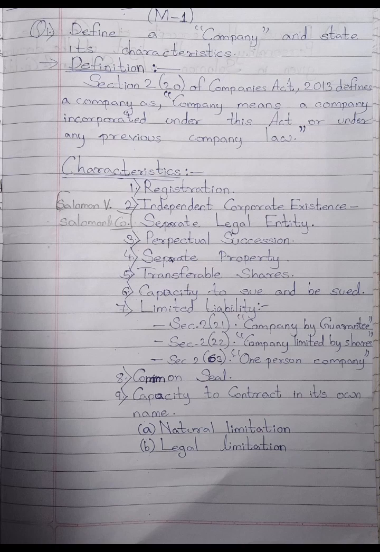Now next, common seal. The company has a separate legal existence under its own common seal. Now ninth, capacity to contract in its own name. A company being a separate legal person is capable of contracting in its own name. There are two limitations on a company's contract. They are of two types: natural limitation and legal limitation.